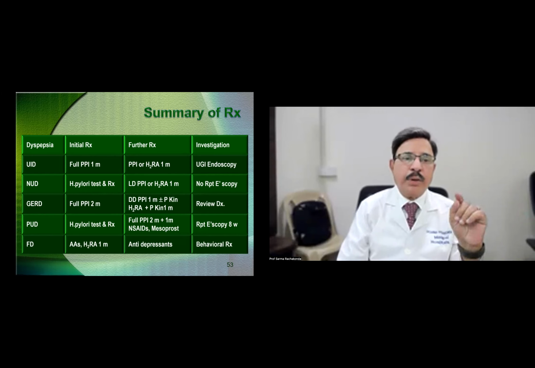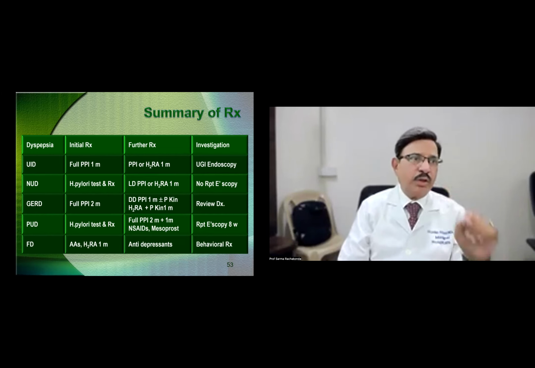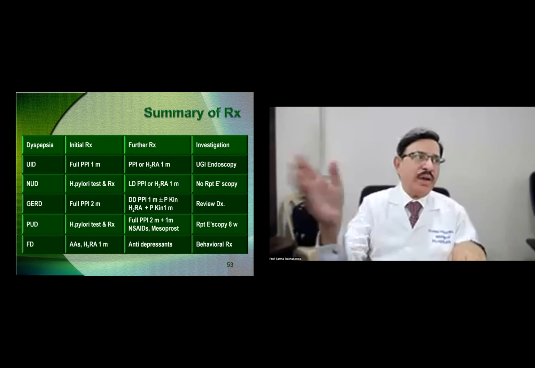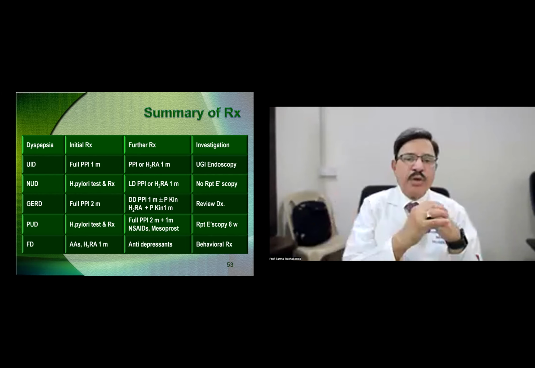Repeat endoscopy is required after 8 to 12 weeks of treatment for PUD. This is to know whether the ulcer has healed or not. If the ulcer did not heal, review all the causes of non-healing ulcer, like Zollinger-Ellison syndrome, MALT, and all other rarer causes also. You need to exclude MEN1. Those things you have to exclude.